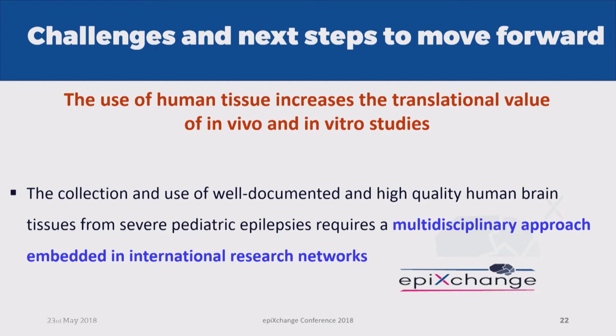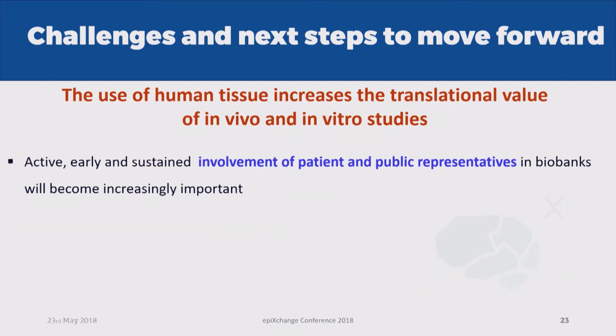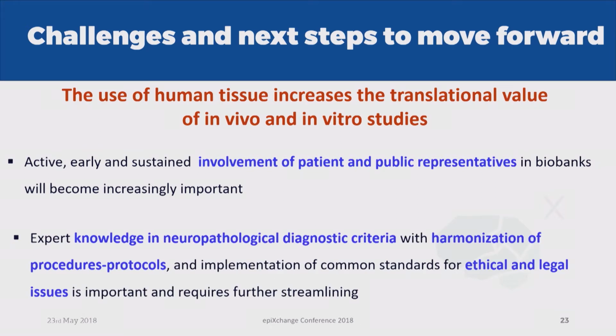We need to do an international research network. I think it's really important to consider what I say when I start, the active, early, and sustained involvement of patients and public representatives in biobanking, which is really important. And then the value of the knowledge and neuropathological diagnostic criteria that we have to harmonize, particularly when we are talking about a rare disease. And clearly, we are dealing also with important, complex ethical and legal issues which require refinement.